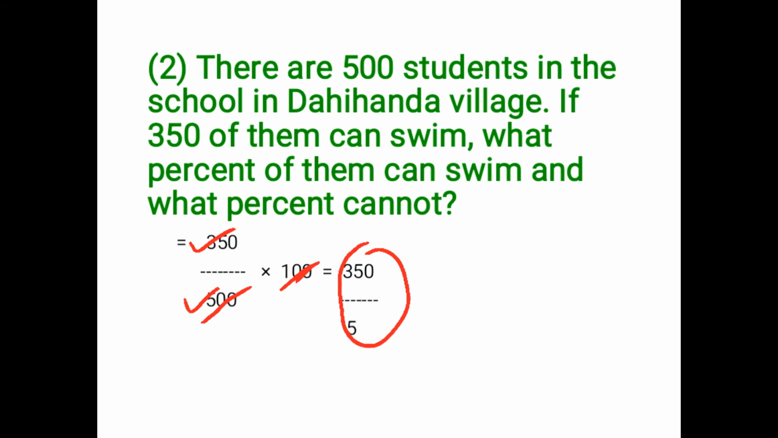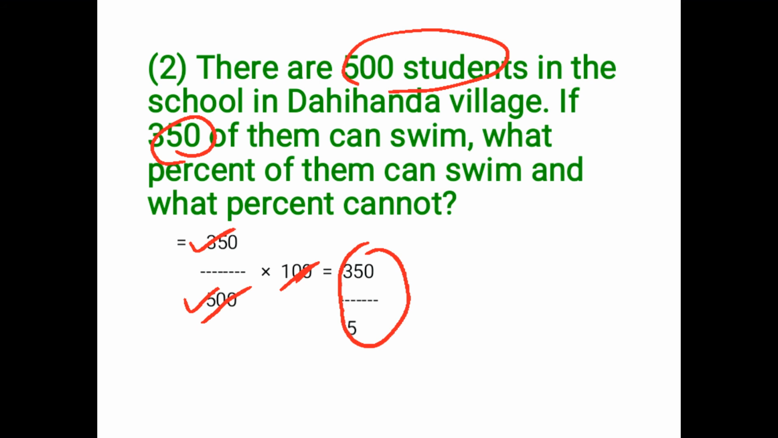Here, out of 500 students, 350 students can swim. So you have to calculate the percentage of the students who can swim. That is 350 upon 500 into 100. You have to calculate the percentage like this. In the first method, how I taught.